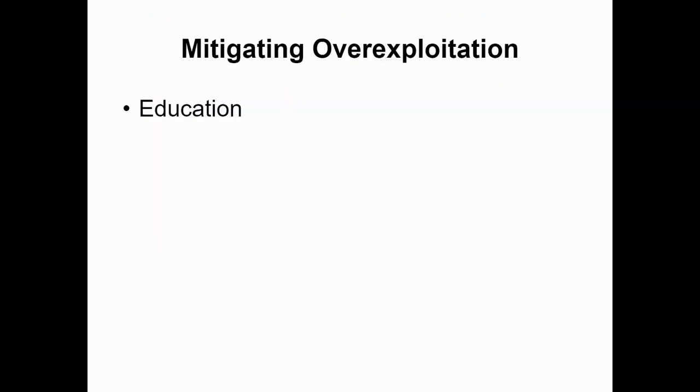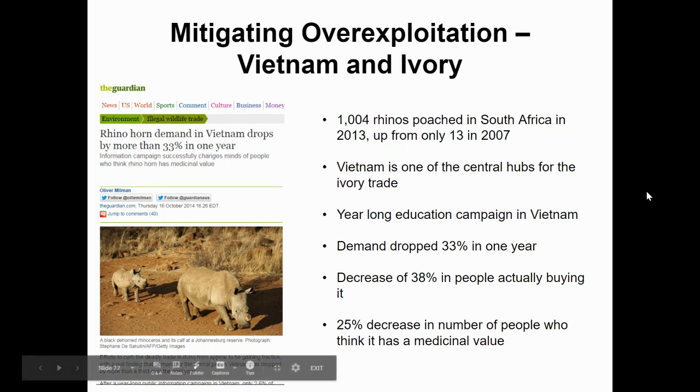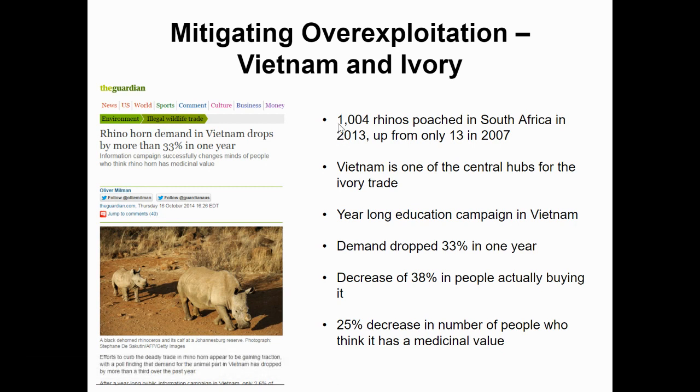So, what can we do to deal with overexploitation? A huge thing that can happen is education. One thing that they saw was in 2013 in South Africa, 1,004 rhinos were poached, whereas there were only 13 poached in 2007.